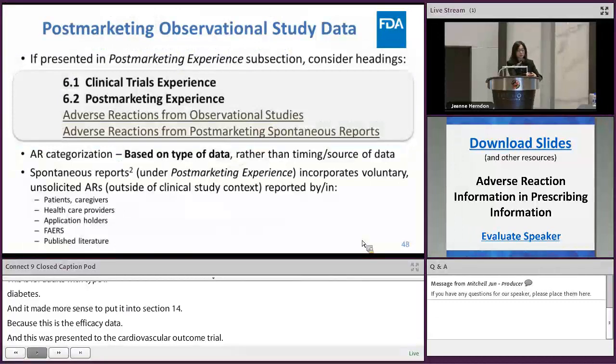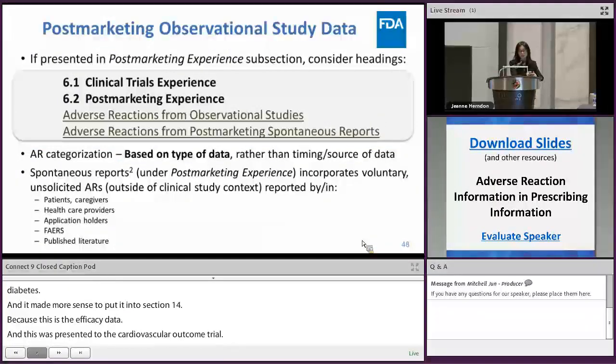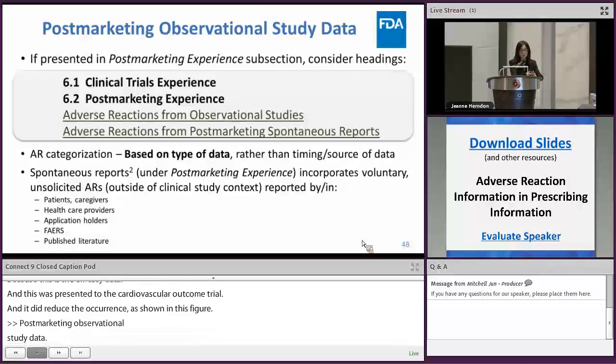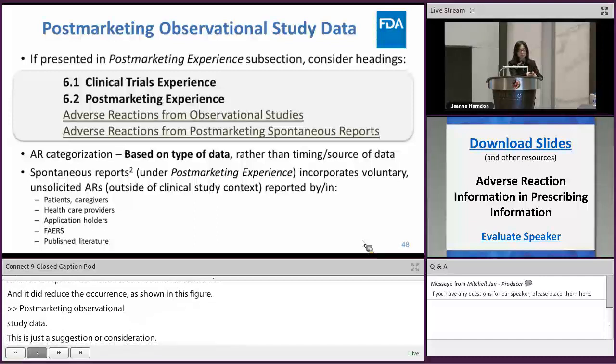Okay, post-marketing observational study data. This is not mentioned in regulations or guidance, so this is just a suggestion or a consideration for you if you decide to present observational study data. If you decide that it's essential information for the safe and effective use of the drug, because it may not be, and it meets that criteria for inclusion, you can consider putting it in section 6.2, post-marketing experience, and consider using the heading 'adverse reactions from observational studies,' as opposed to 'adverse reactions from post-marketing spontaneous reports.'